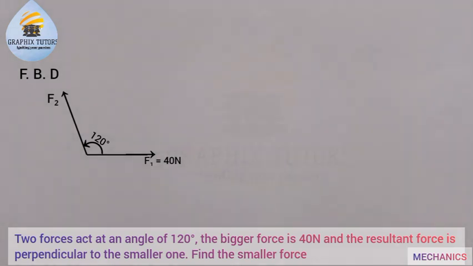The question says that the resultant is perpendicular to the smaller one. So let's take my resultant to be this force here, acting at 90 degrees to the smaller one, F2. The angle between the two forces is 120 degrees, and this is my resultant force. Now it means that my alpha here is 120 minus 90, and that is 30 degrees, while theta, the angle between the two forces, is given as 120.